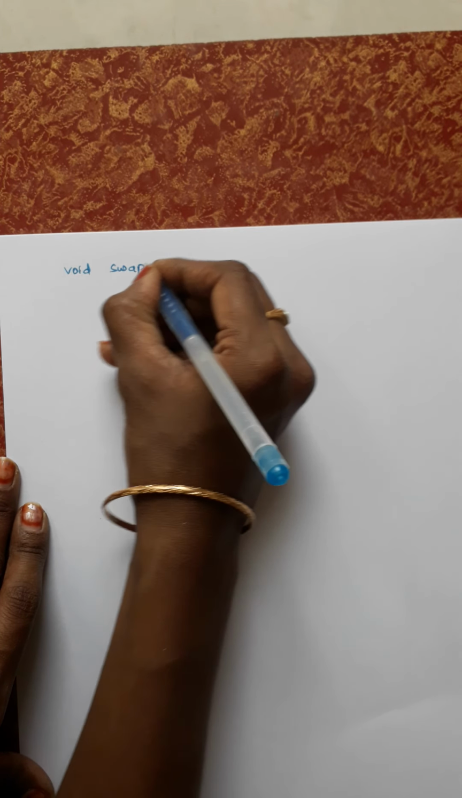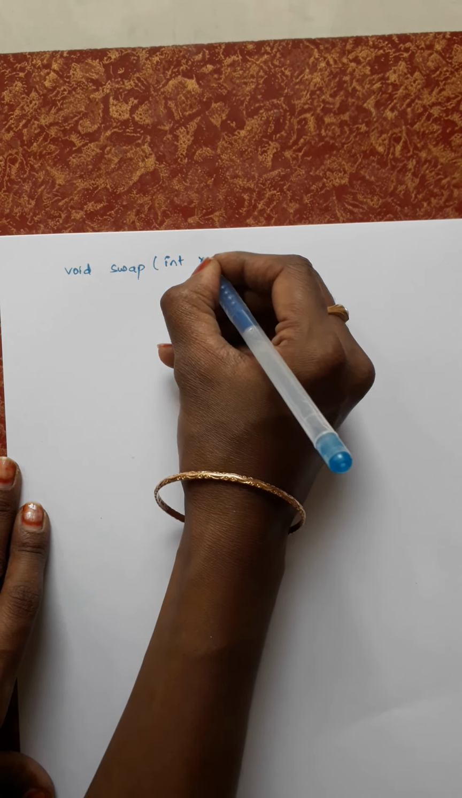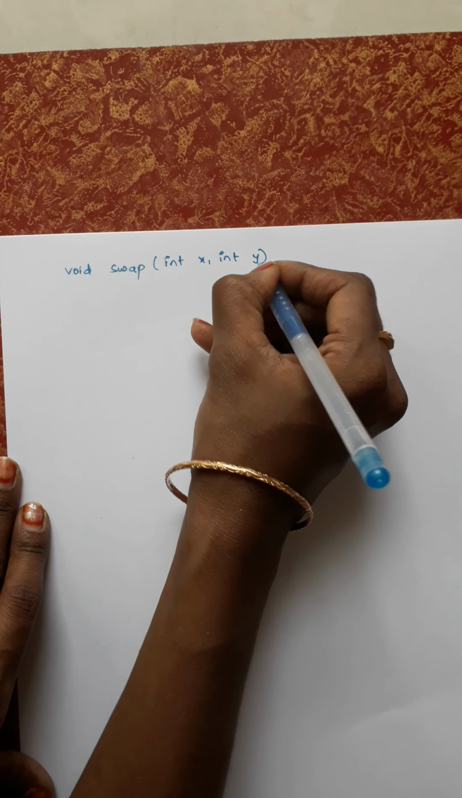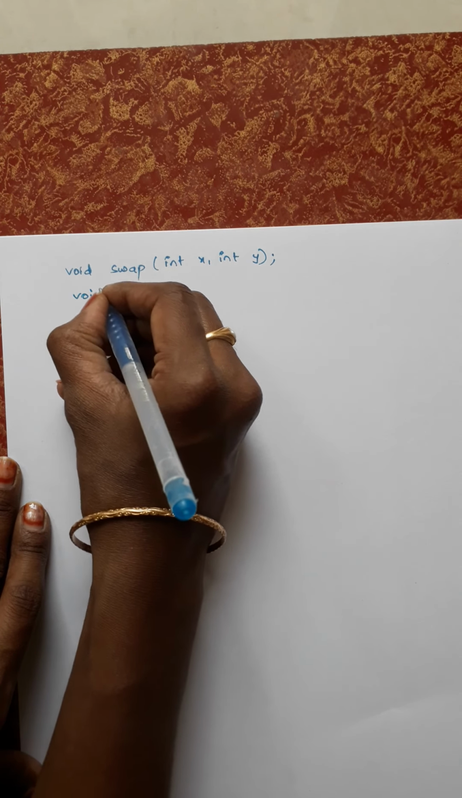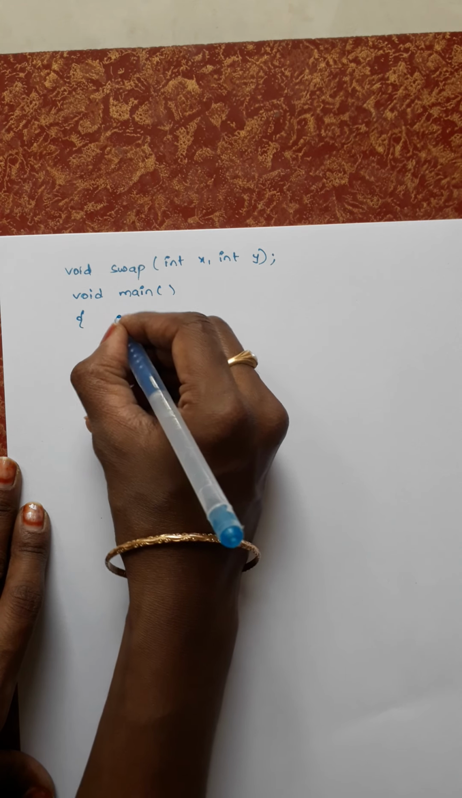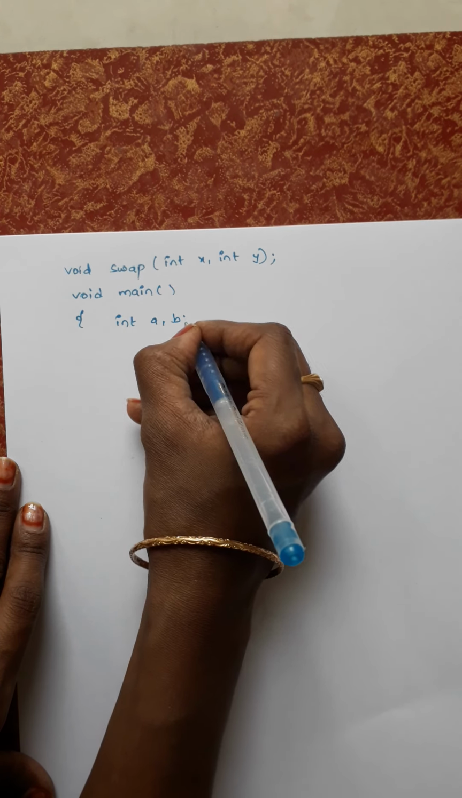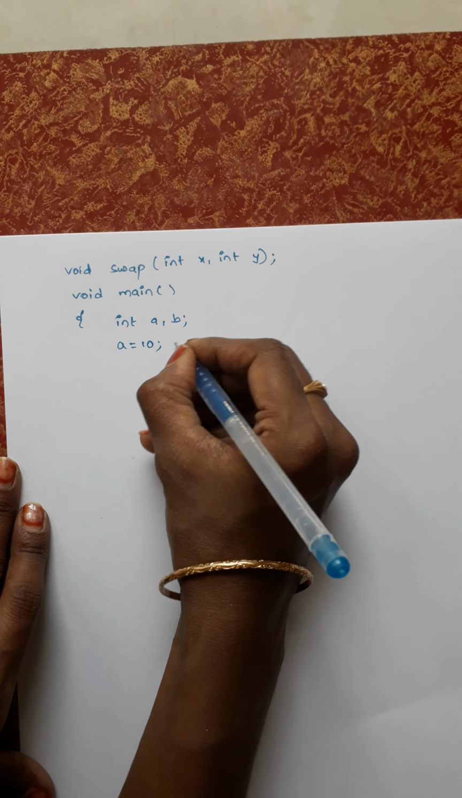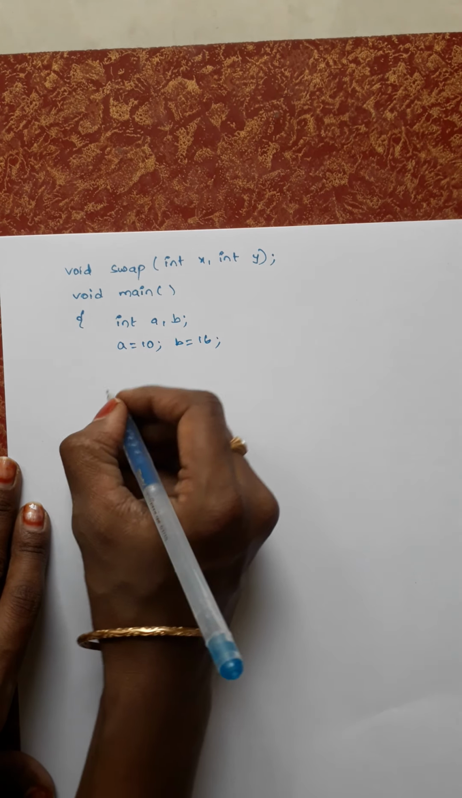Void swap(int x, int y); this is the declaration. Void main(), int a, b; a equals 10, b equals 16.